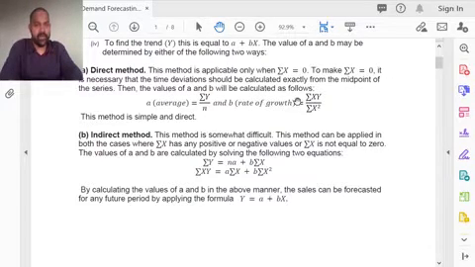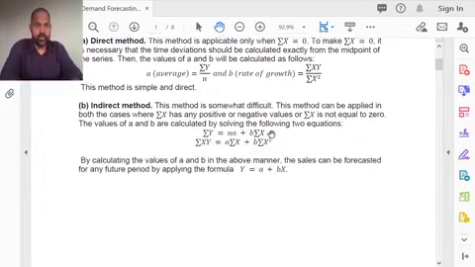Then the values of a and b will be calculated as a, which is the average, is sum of y upon n, and b, which is the rate of growth. Remember, I told you the rate of change of y with respect to per unit change in x is given by the sum of xy upon sum of x square directly. That is why the direct method. Or the indirect method, what you can do is you can create these two equations, solve them simultaneously, and then find the values of a and b.